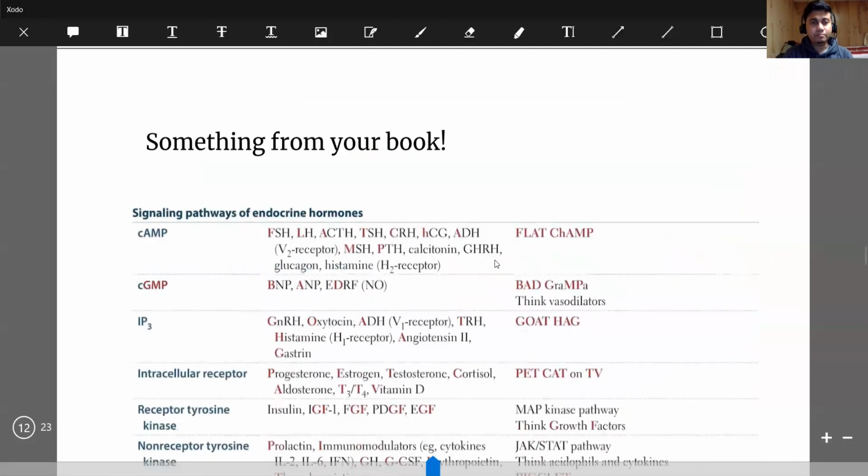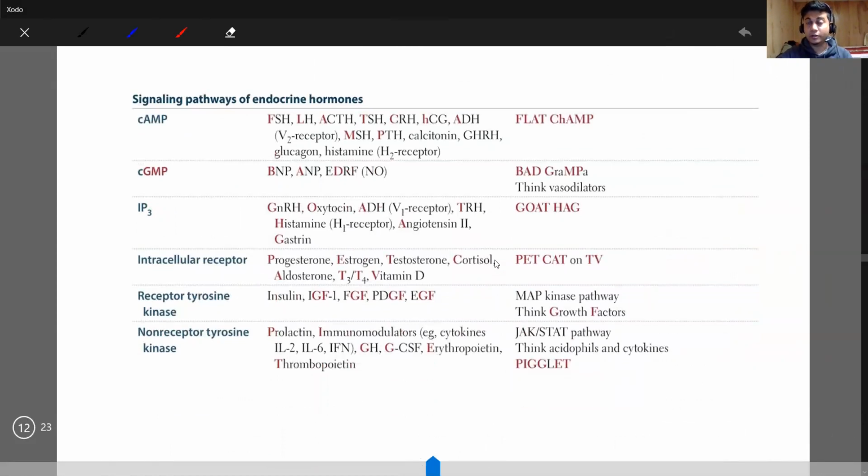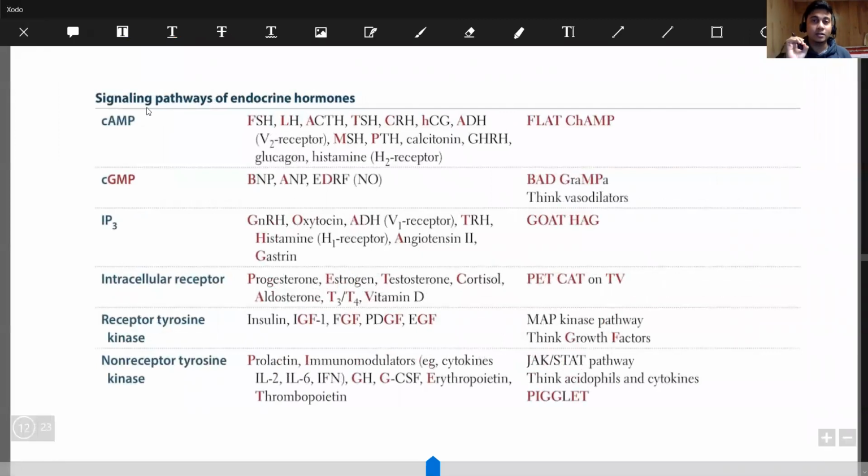Next thing is something from your book, the First Aid 2018. In your endocrine chapter, you'll find this list of several examples of the receptors. Usually, knowing the mechanism of the receptor does not suffice, because even after you know how these receptors work, you need to know the examples, or the ligands that bind to each receptor, right?